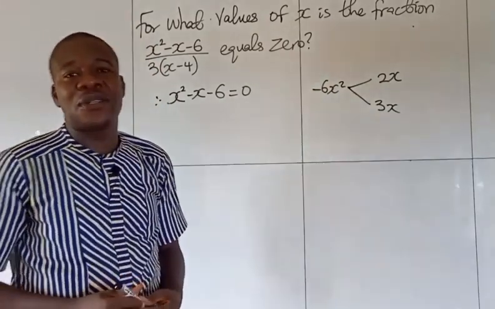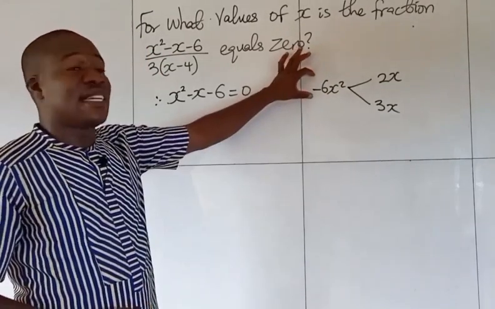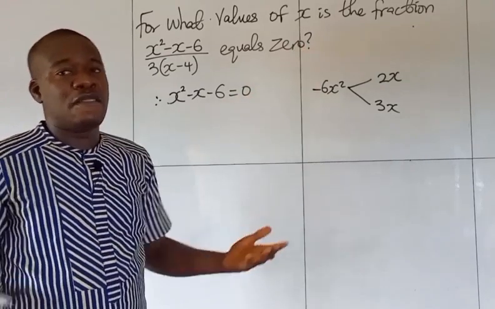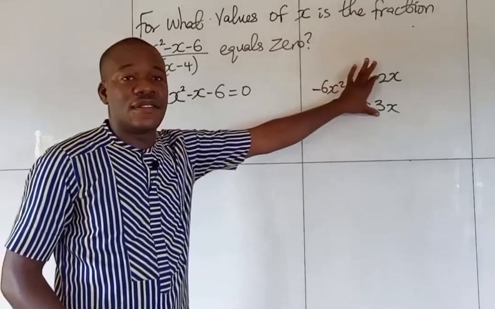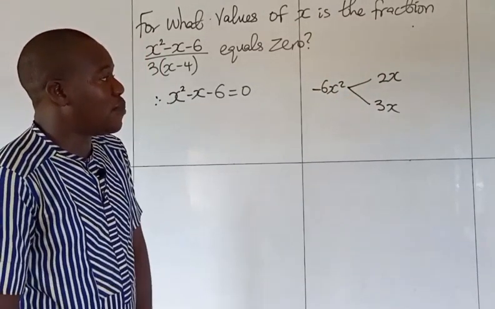Because if you can recall the multiplication of signs, you can only have a negative sign when one of the signs is positive and one is negative. If both of them are positive, it will give you a positive result. If both of them are negative, it will also give you a positive result. So one must be negative, one must be positive.